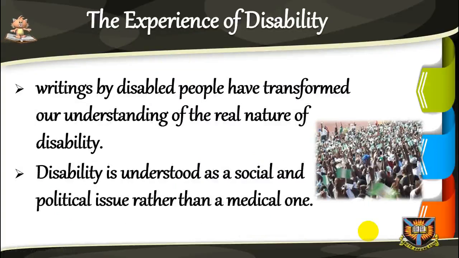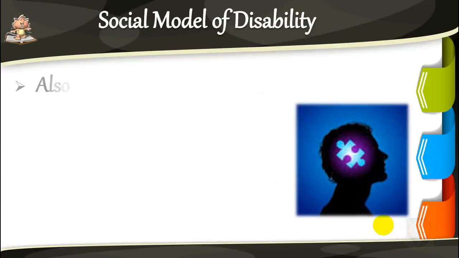Disability is understood as a social and political issue rather than a medical one, and this leads to critical questioning of medical interventions that attempt to cure impairment or to restore normal bodily functioning. Instead, social and political solutions are sought to challenge disabling discrimination. This radically different view is called the social model of disability, or social oppression theory.